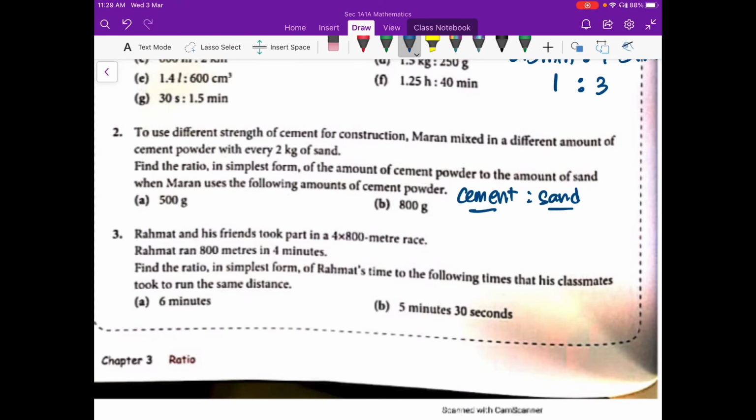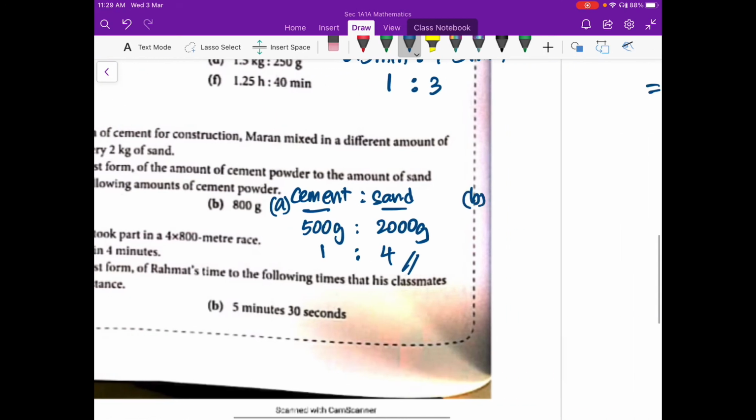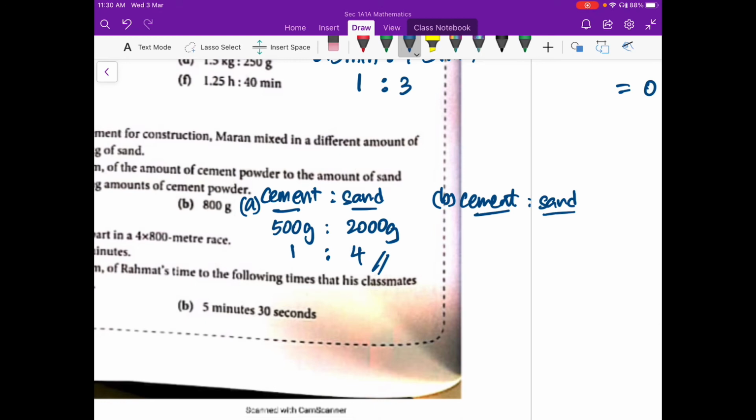Oh my god. 500 grams, huh? To 2000 grams, okay. And then 1, 2, 4. Okay, this is the answer for part A. Okay, correct. No, he is doing part A and part B. Okay, so now part B. Part B, come. Cement to sand. And what do we have? To 2000 grams. And what is the ratio?